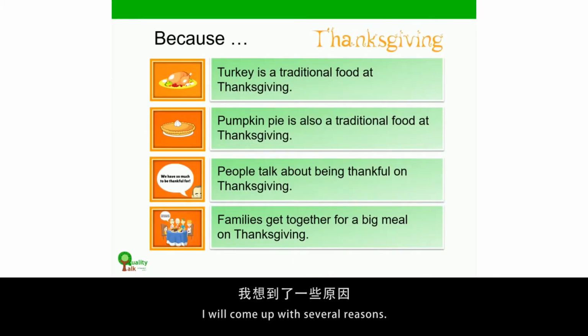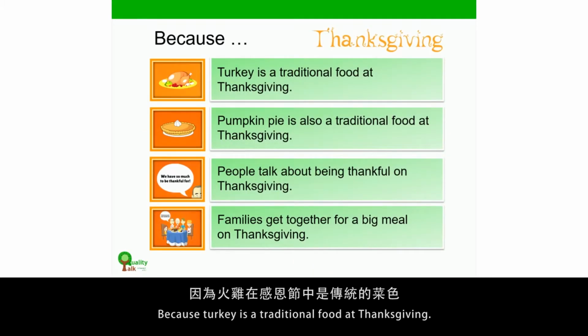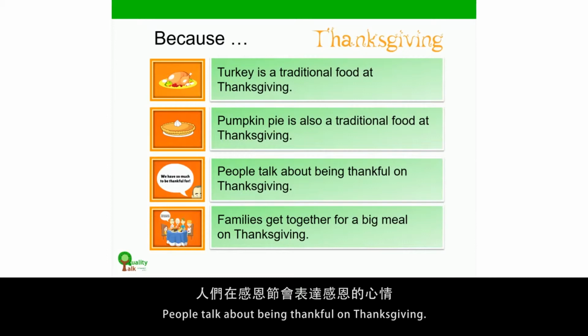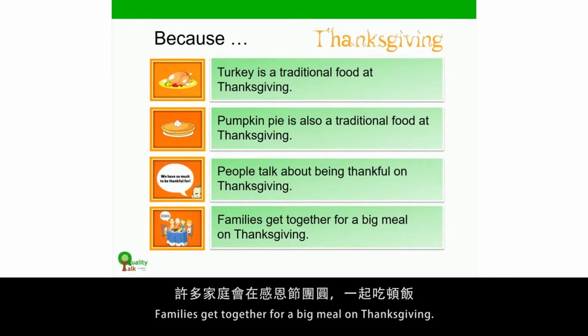And I've come up with several reasons. Because turkey is a traditional food at Thanksgiving. Pumpkin pie is also a traditional food at Thanksgiving. People talk about being thankful on Thanksgiving. Families get together for a big meal on Thanksgiving.